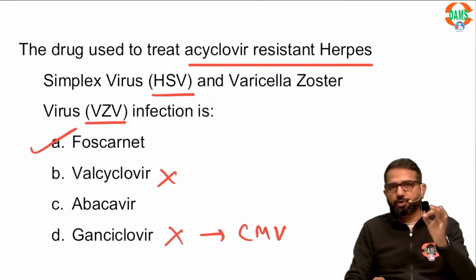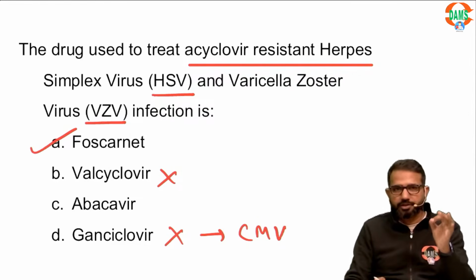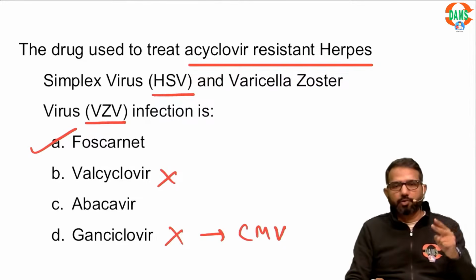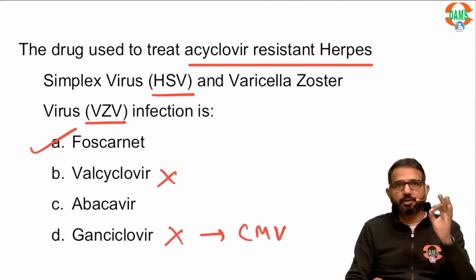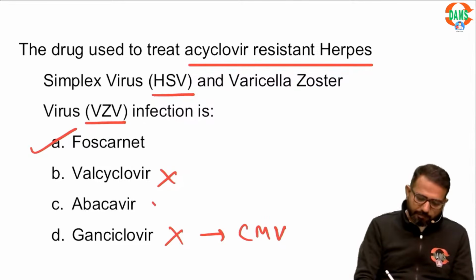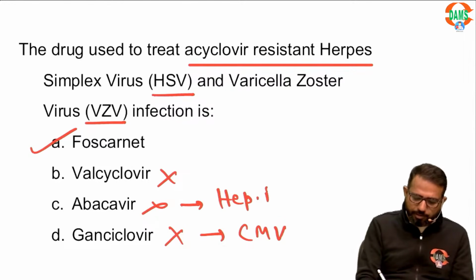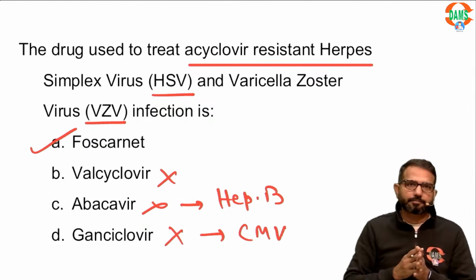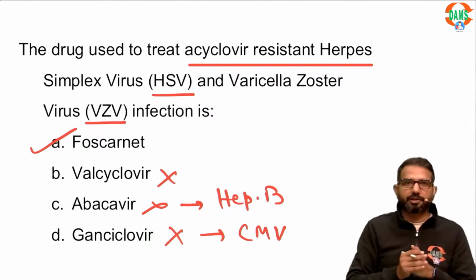Foscarnet is the drug of choice for resistant herpes and resistant cytomegalovirus infection. Abacavir is definitely not for this purpose; abacavir is an HIV drug. So foscarnet is the drug. Yes, Manoj has given the correct answer.